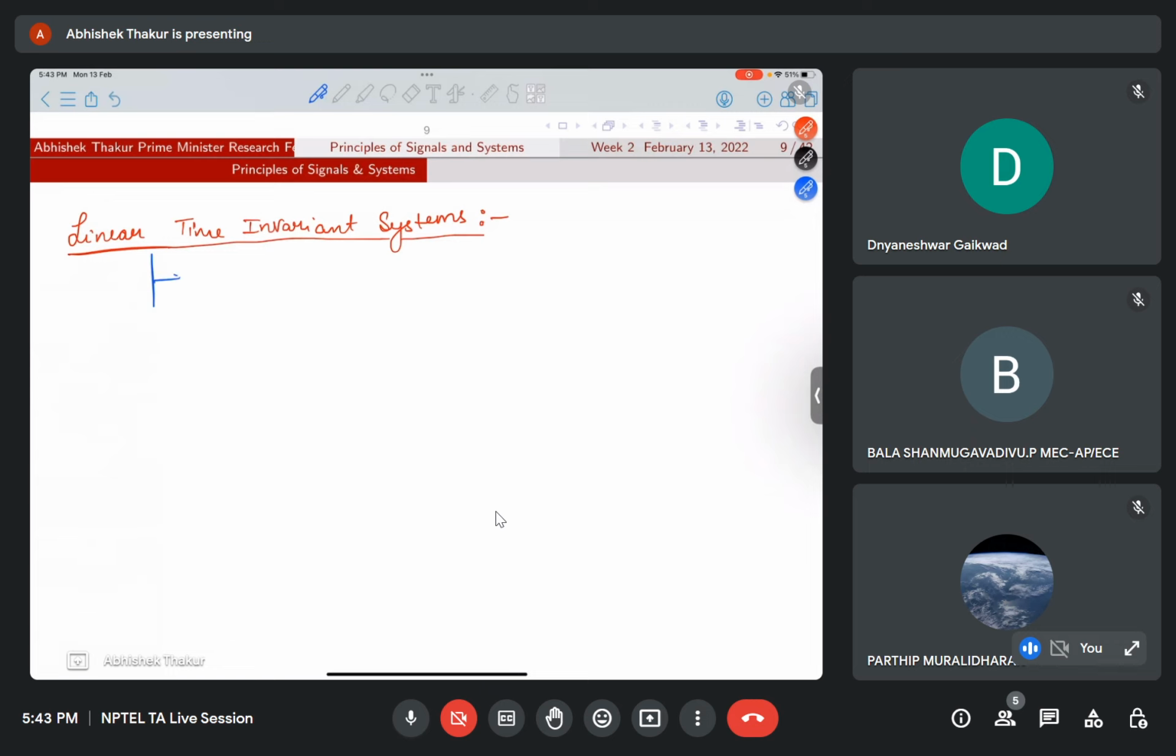It has properties that it should be linear, and linearity depends on two things, that is additivity and homogeneity. And it should be time invariant. Time invariant means a delayed input will give the delayed output, then it is time invariant.